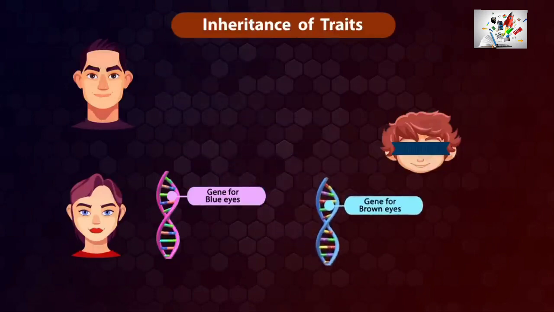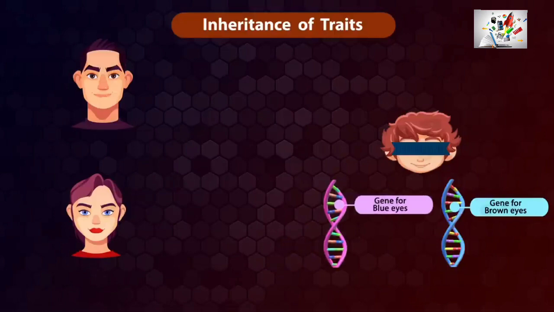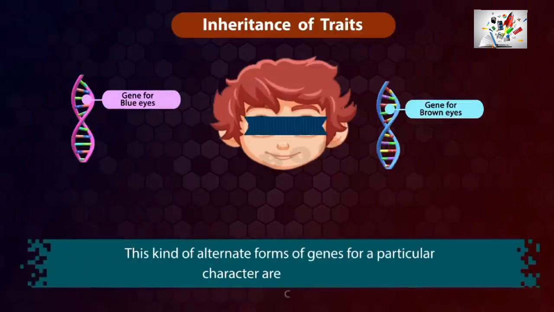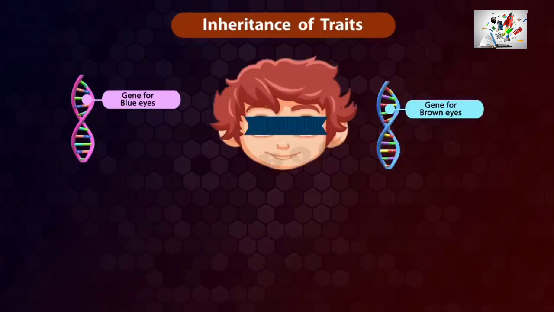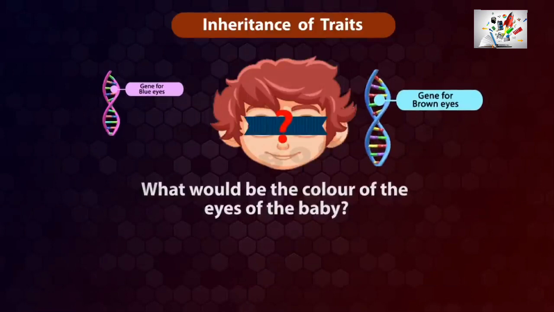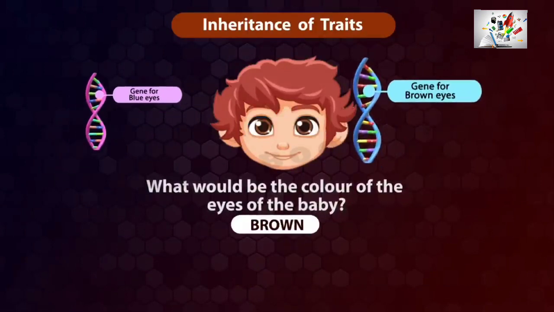The baby will get both brown and blue color genes. That means for one trait, that is the eye color, the baby will have two genes. This kind of alternate forms of genes for a single character are called alleles. But here, what would be the color of the eyes of the baby? Brown or blue? The eye color of the baby will be brown.